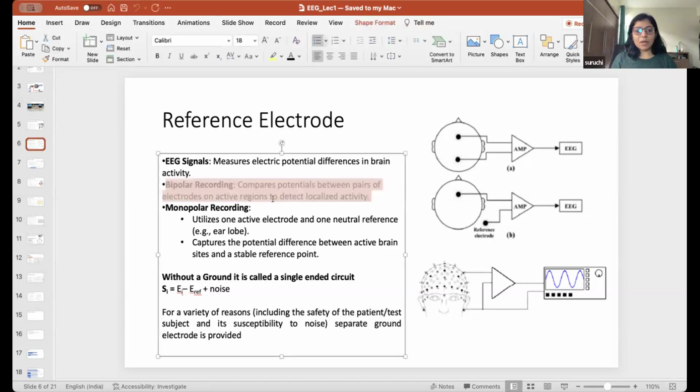There's bipolar and monopolar, just nomenclature. In bipolar, the difference is taken between an electrode in one active area and an electrode in another active area. So both are getting brain signal, and we are taking differences. In monopolar, you take an electrode in a very weird area, not exactly in an active brain region, maybe below the earlobe, and that's called monopolar recording. The difference is taken between all these electrodes and this one.